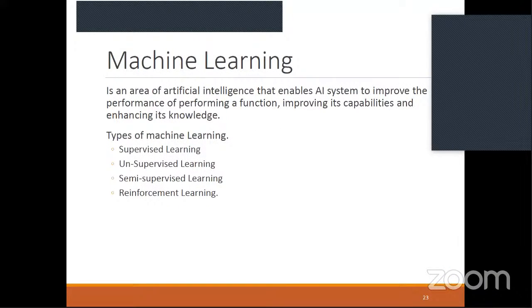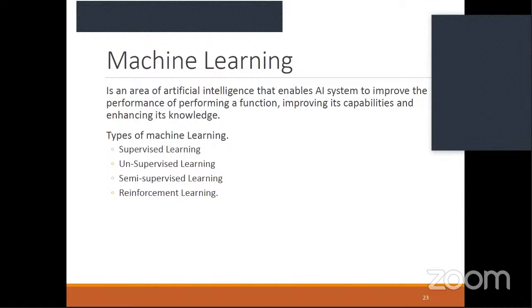Okay, so it's again a review of machine learning. It's an area of AI that enables AI systems to improve the performance of a function, improving its capabilities and enhancing its knowledge. Normally, we say a system learns only when, in doing a task, it had a specific performance function, and now if it does the same task and the performance function has improved, then we say that the system has learned.